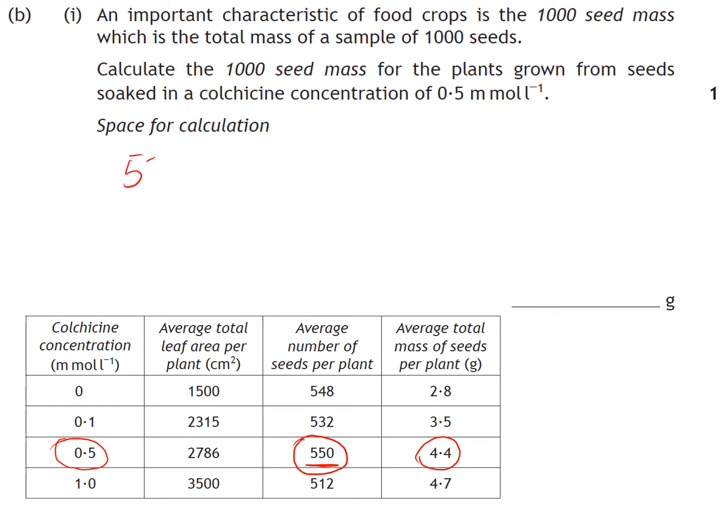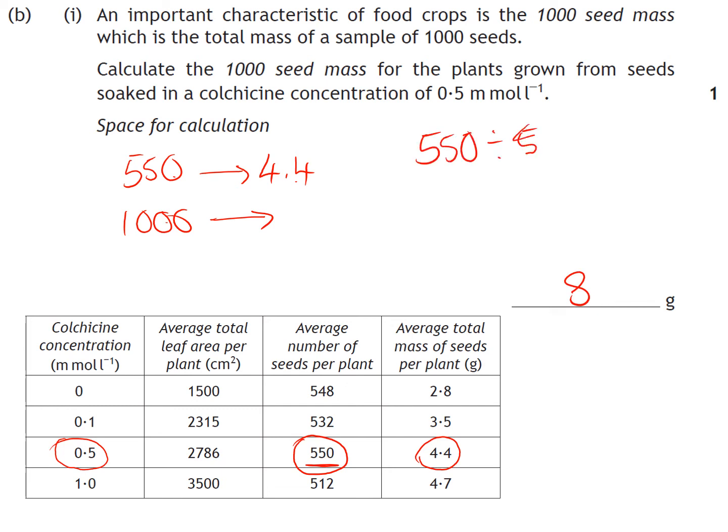So you can either do this just by proportion. So 1000 divided by 550, and then multiplied by 4.4 gives you 8. Or if you prefer, you could have done 4.4 divided by 550 to get your mass of 1 seed, and then multiply the whole thing by 1000 to take you back up to 1000, and that'll give you 8 as well.